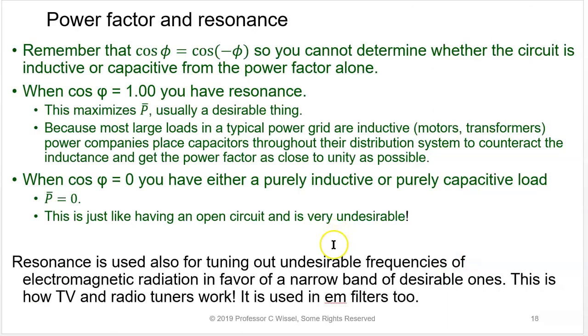Okay, so power factor and resonance. Remember that cosine phi is cosine minus phi, so you cannot determine whether the circuit is inductive or capacitive from the power factor alone. When cosine phi equals 1, you have resonance. This maximizes the power, which is usually a desirable thing.